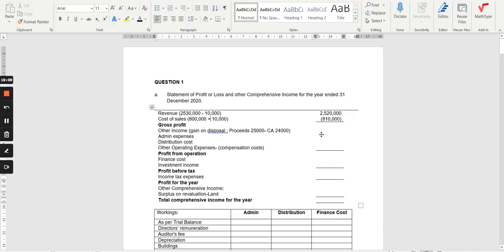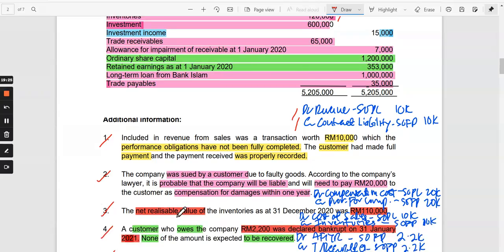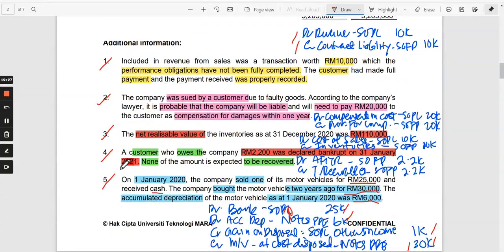Next one is other income. Remember I mentioned to you other income. There was a gain of 1,000. Include that in other income. I'll go and find out admin expenses, but before that I'm going to include my other operating expenses from this adjustment. Adjustment number 2, where we have your compensation cost.